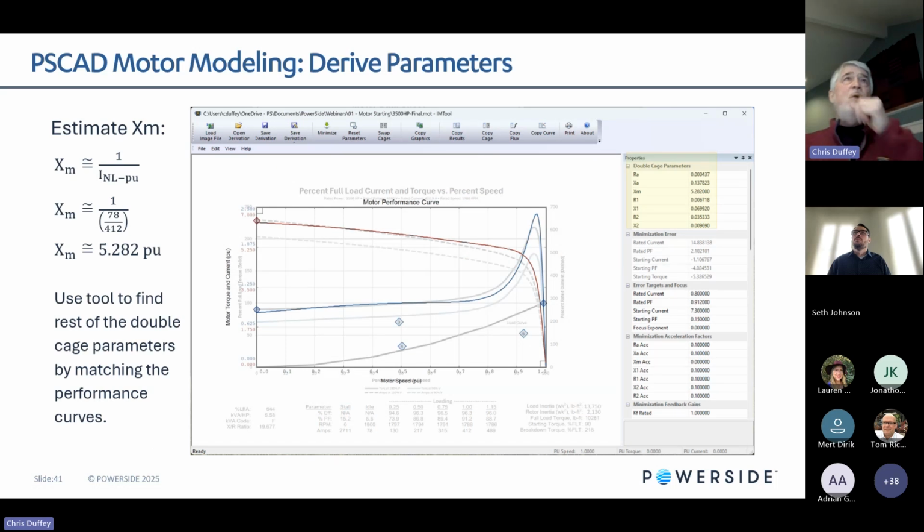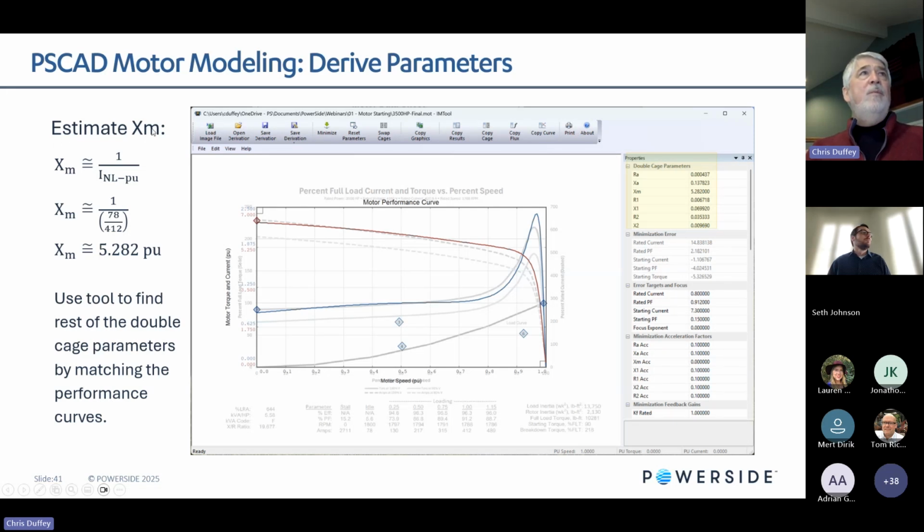This is the tool that we would use. In this tool, you can see that what we want to do is overlay and match the actual torque speed and current speed curve, and then come up with these parameters here.